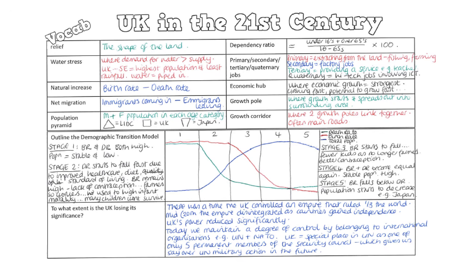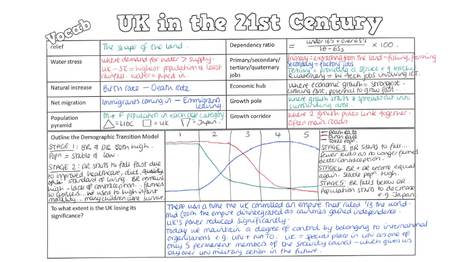The dependency ratio is where you look at the number of children and the number of old people. So under 16s and over 65s divided by the number of people of working age between 16 and 65, times it by 100 to get that ratio. So have you got a lot of dependents compared to the amount of people you've got working? And that's not good for the economy of a country.